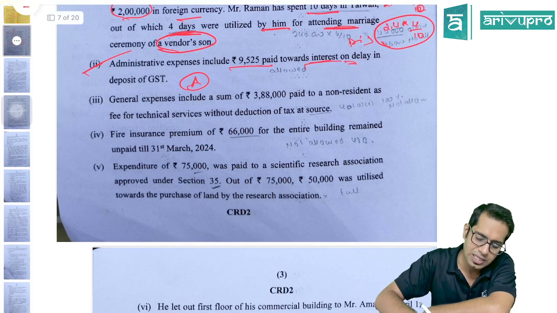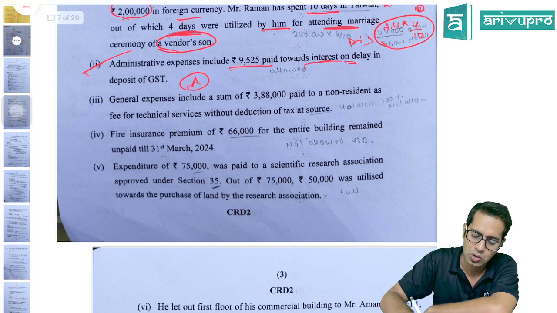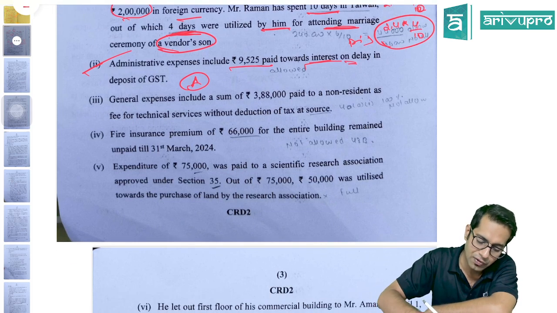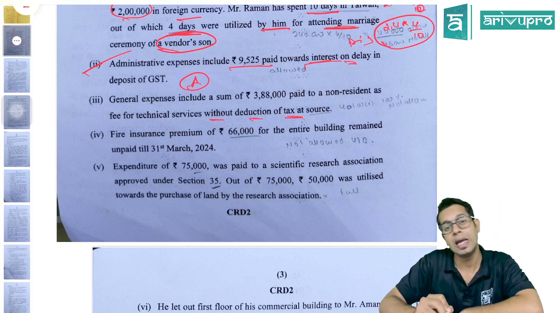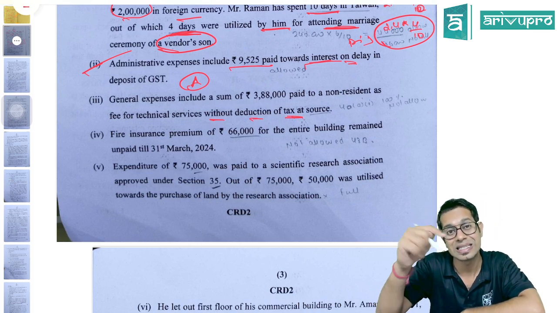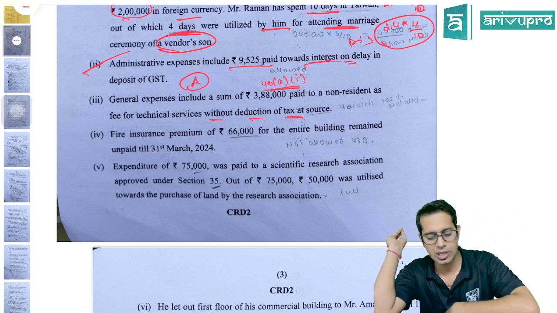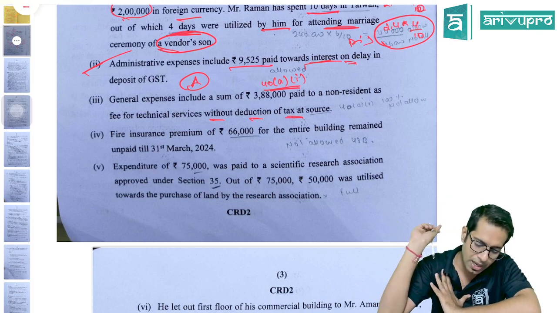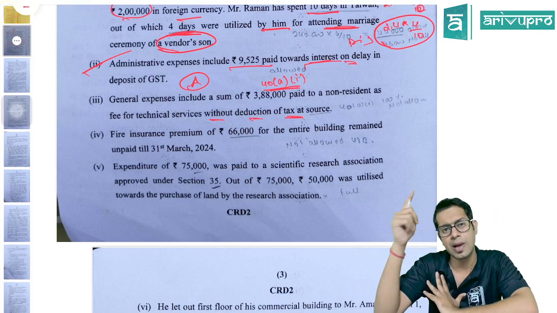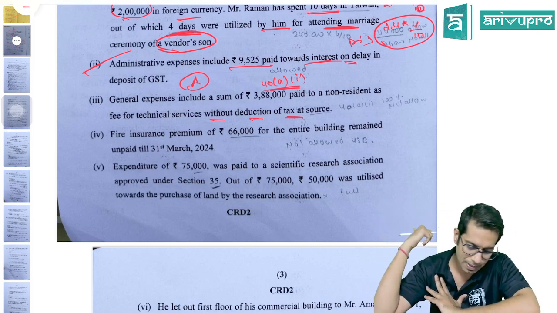General expenses include 3,88,000 paid to a non-resident as fee for technical services without deduction of taxes. If you pay to a non-resident without deducting TDS, 100% of that expense is disallowed as per section 40A(i) or 40A1. It is 100% disallowed. And when will it be allowed? It will be allowed on payment basis, whenever you are making the payment.